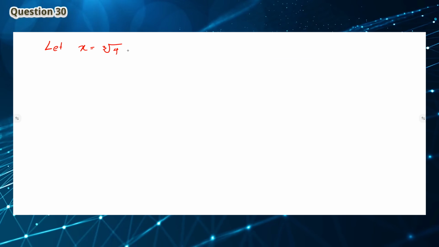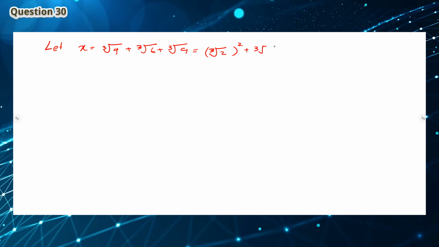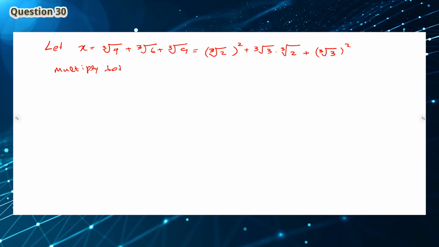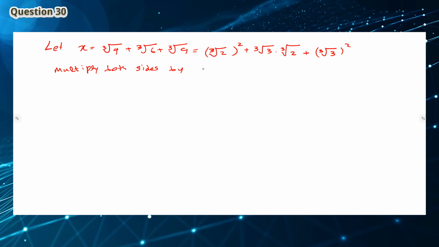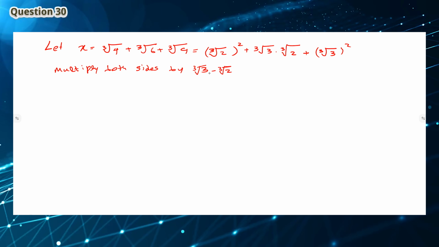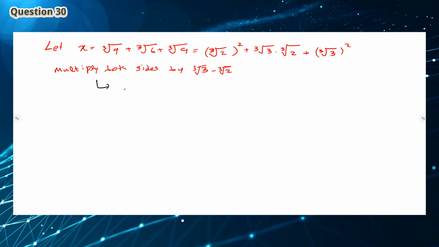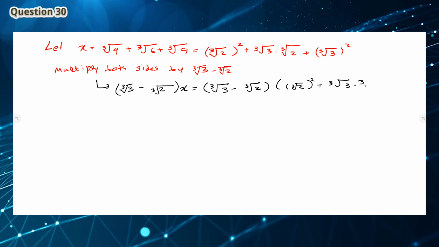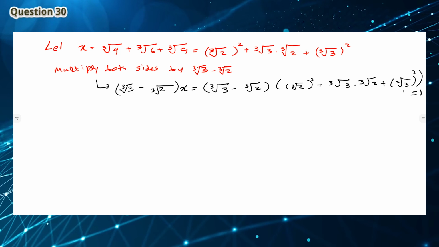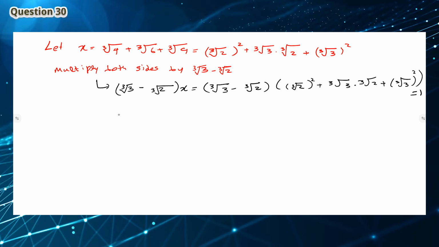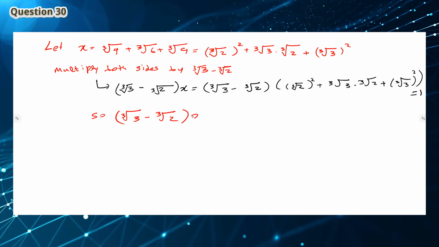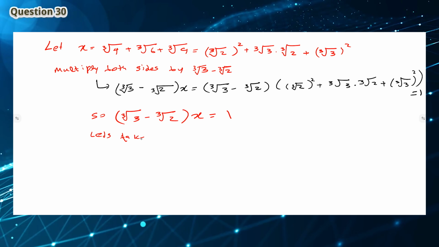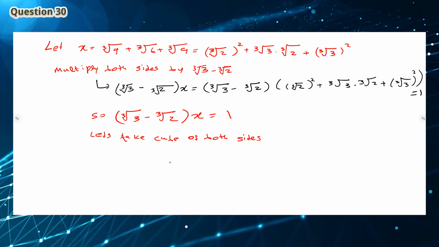As you can see, we can write an equation for x as follows. To solve this question, we need to solve this equation. First, we multiply both sides by the cube root of 3 minus the cube root of 2. This equation that we get is equal to 1. So the cube root of 3 minus the cube root of 2 times x is equal to 1. Taking the cubes of both sides, we find that this equation is equal to 1.